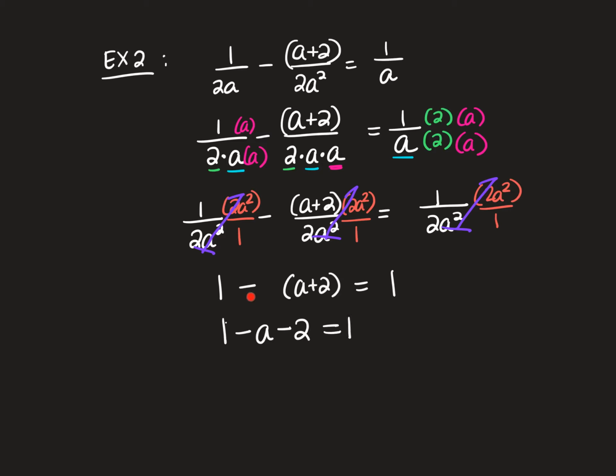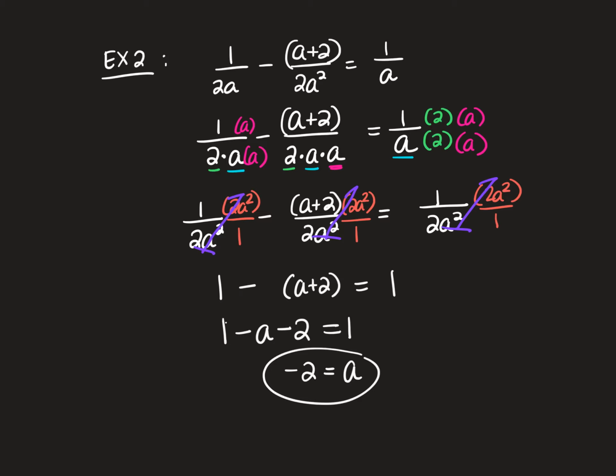This minus sign in front of this a plus 2 means we subtract everything inside of the parentheses. So it's 1 minus a and 1 minus 2. And then at that point, we should be able to solve that. So I'm going to add a to both sides. I'm also going to subtract 1 from both sides, and I get a equals negative 2.